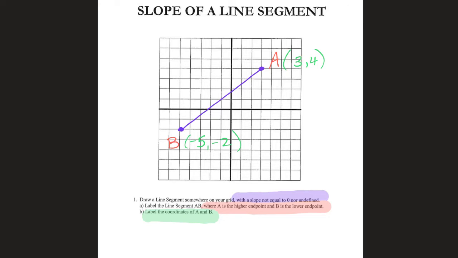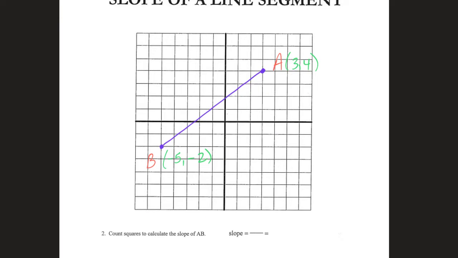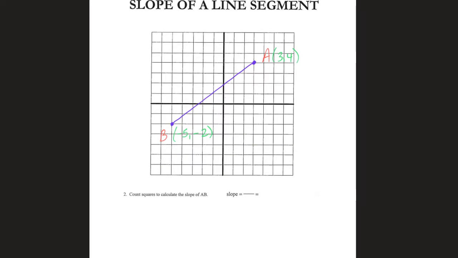Okay, now we're going to jump down. We're going to follow the next instruction. Okay, so I'm just going to shrink this down again, just so we can make sure we can see. Now step 2 asks us to count the squares to calculate the slope of AB.